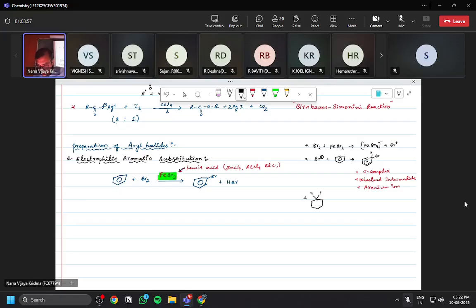H, Br. I am taking positive charge here, or I will take positive charge on the other side. Positive charge, bond, bond. Now this FeBr4 minus will abstract H plus, then this bond will shift back, leading to formation of the aromatic ring. The aromatic ring got restored, correct? FeBr3 will be formed, plus HBr is generated. So FeBr3 involved in the reaction is finally regenerated. Therefore, it acts as a catalyst.